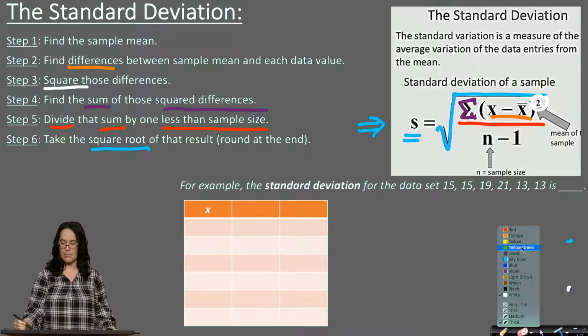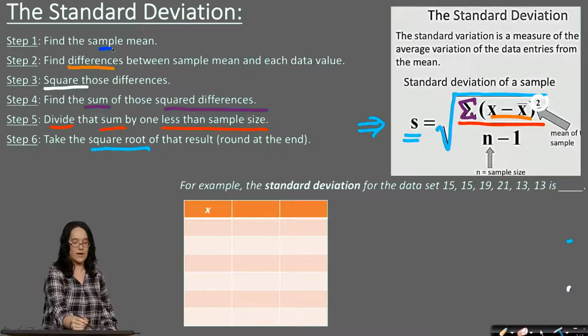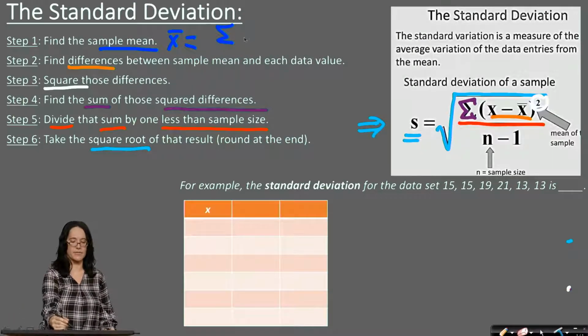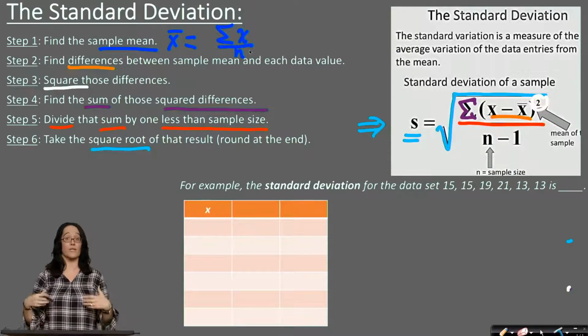So the very first step, though, before you can do any of this fun stuff, is we have to find the sample mean. Remember how to find x bar, the sample mean? We took the sum, there's capital sigma, the Greek letter, the sum of all of our x values divided by n, which was our sample size. So you add up all the values, divide by the total number of them. That was how we found an average, right? Our sample average, sample mean.